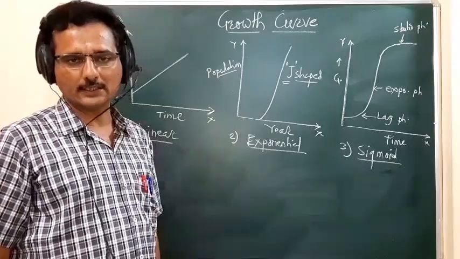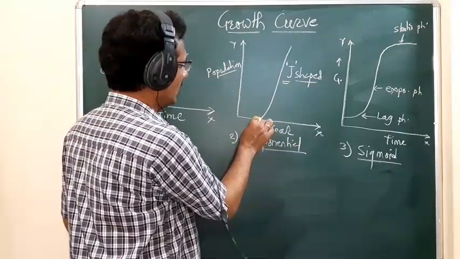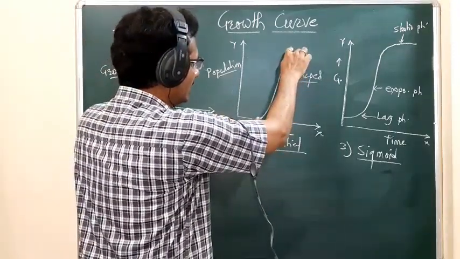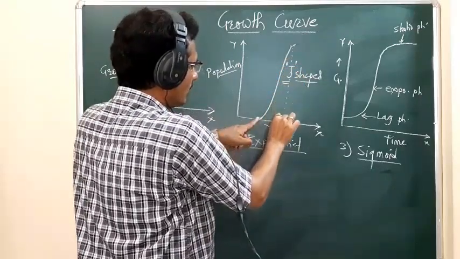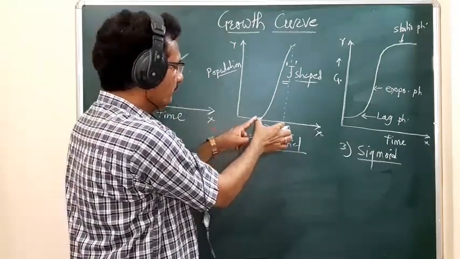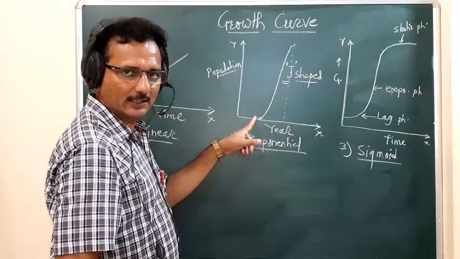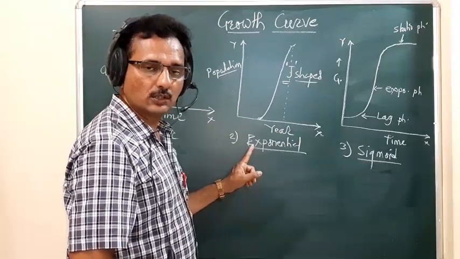Okay, there is a sudden increase. Within a short time, it shows the sudden increase, means within a short duration, it shows the maximum increase, and this is the characteristic feature of the exponential curve.